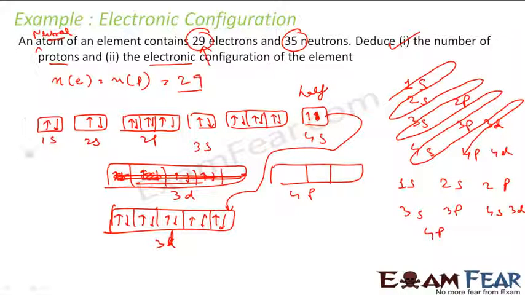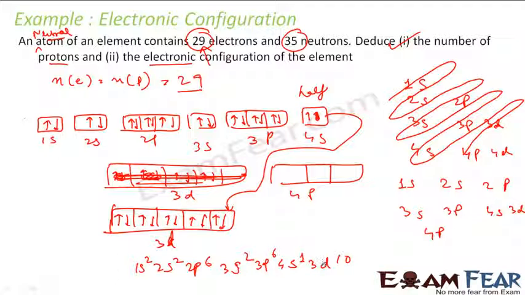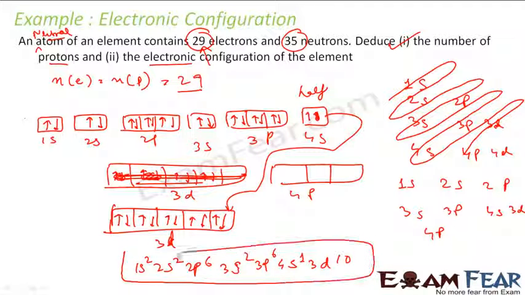So the electronic configuration will be: 1s will have 2, 2s will have 2, 2p will have 6, 3s subshell will have 2, 3p subshell will have 6, 4s subshell will have 1, and 3d subshell will have 10 electrons. And this is what the electronic configuration will look like. Correct? Because of the half-filled stability, the electron jumped.